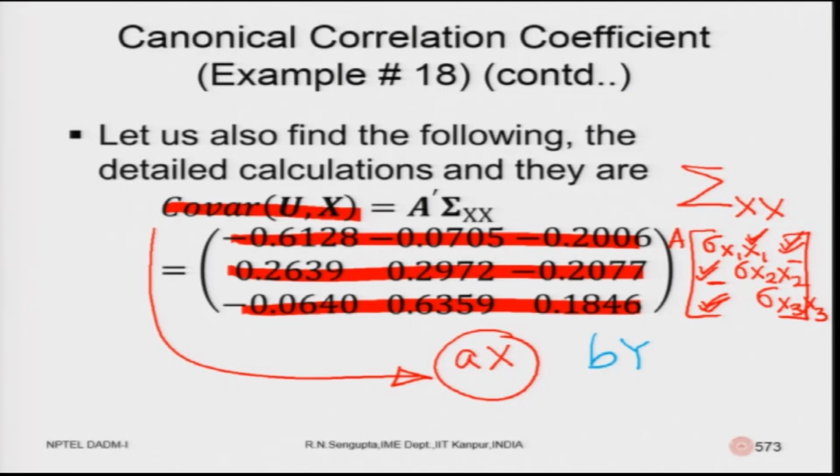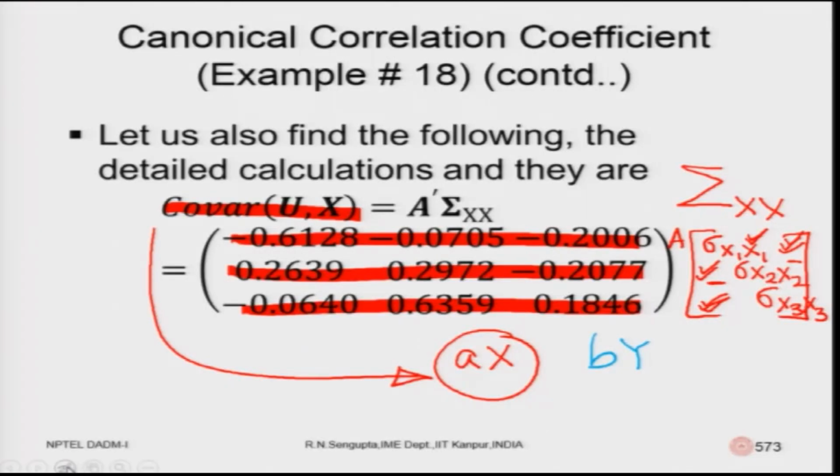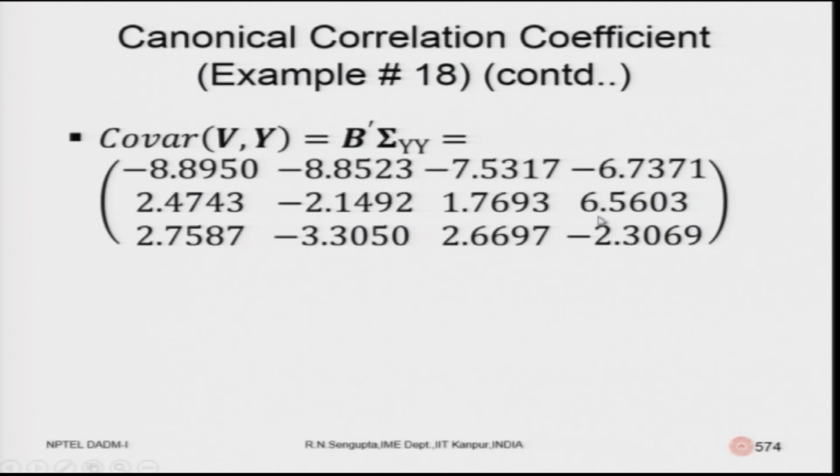Similarly, we need to find out the covariances between V and Y, which will be the covariances which we find out considering B and Y. This is how we will do it. So, again if you remember, we have this is y 11, y 11.